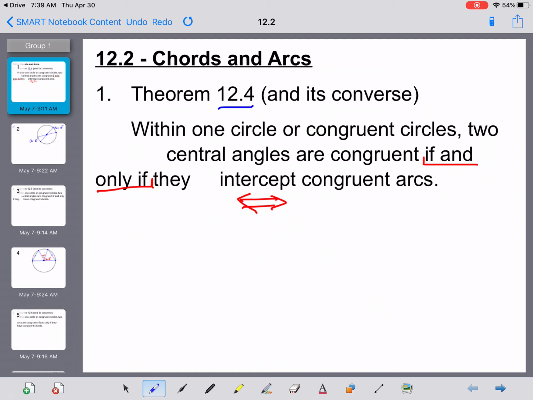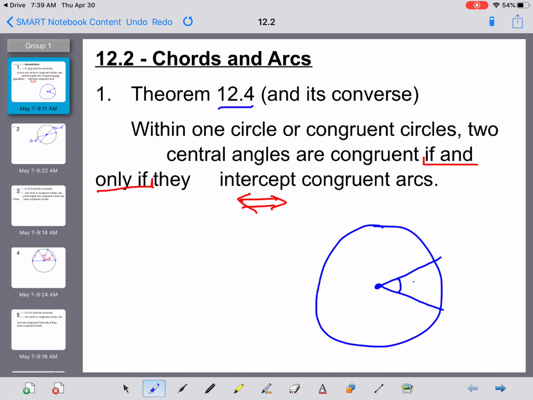So this theorem says that if we have one circle here, we'll go ahead and try to draw that with our center right over here, we have two central angles that are going to be congruent if and only if they intercept congruent arcs. Now, a central angle is one that we defined back in chapter 10, I believe. A central angle is simply formed by drawing two radii of a given circle. So if we do that, this right here is a central angle.